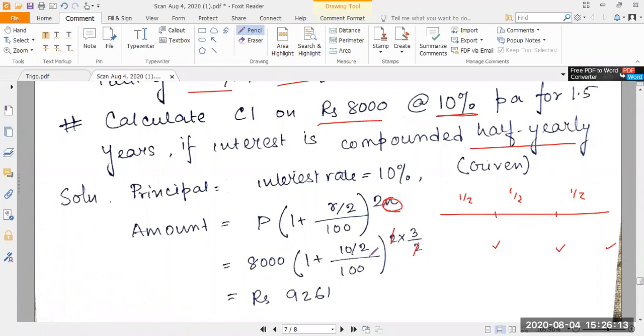After that, it's just plain old mathematics. 8,000 into 1 plus 5 by 100 raised to the power 3. You just do the basic calculations and it turns out to be 9261. So the calculation is not difficult; in fact, it's a very simple, straightforward sum. What we need to pay attention to is the formula that we are considering and the values that we put in. So that's an interesting sum.